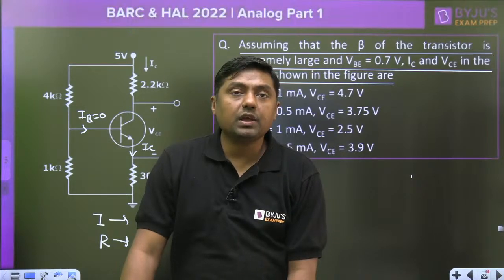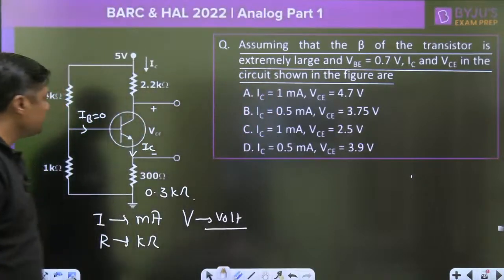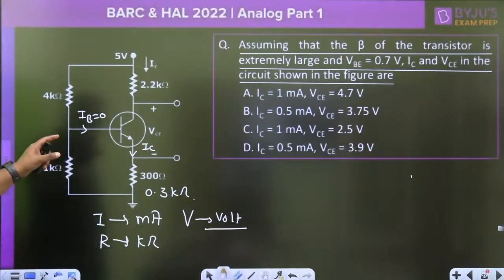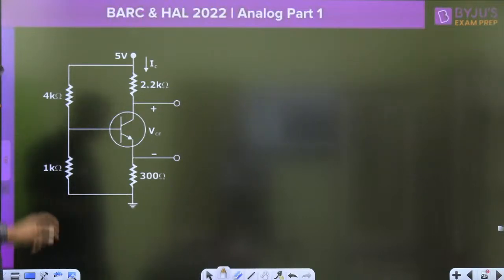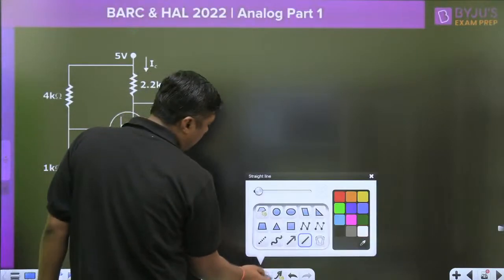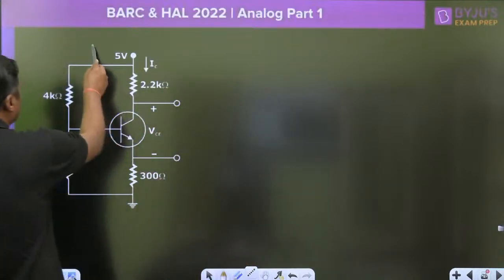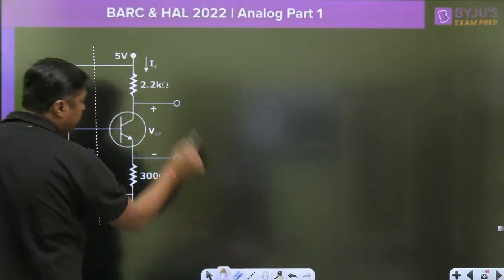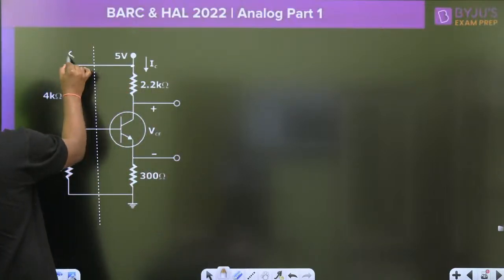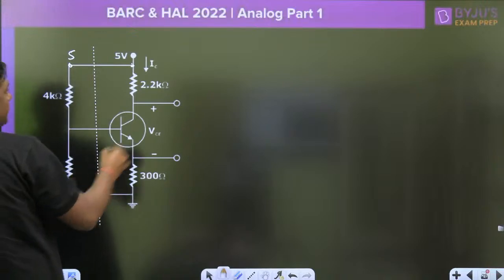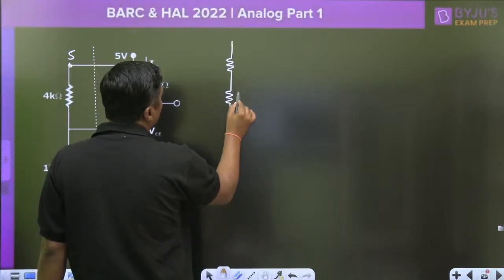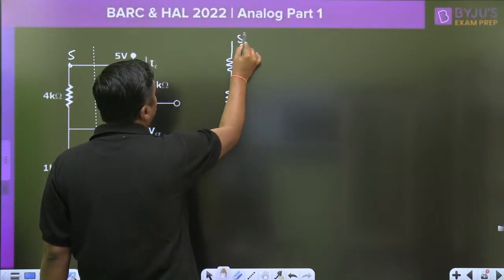Chinmay, first we apply the KVL in the open loop. Where is the open loop? You are talking about this diagram, right? In this case, first of all, you have to apply the potential division rule. Cut this. The 5 volt supply is connected here, and it is also connected here.